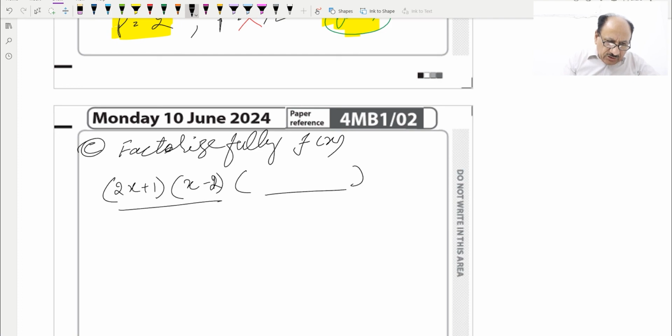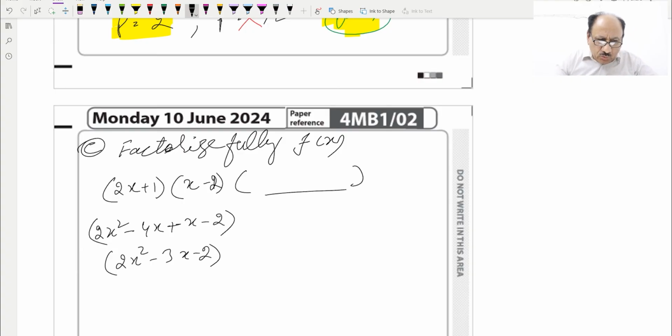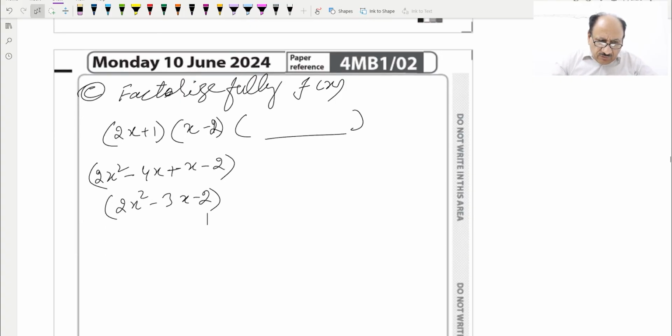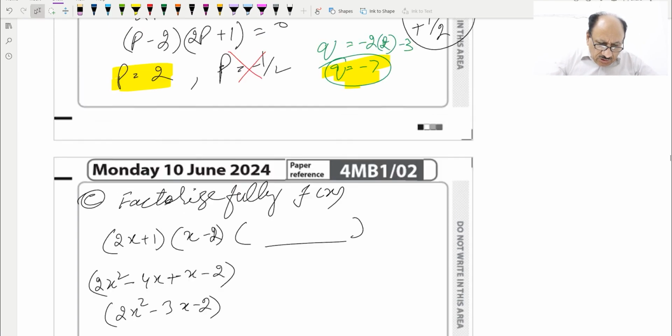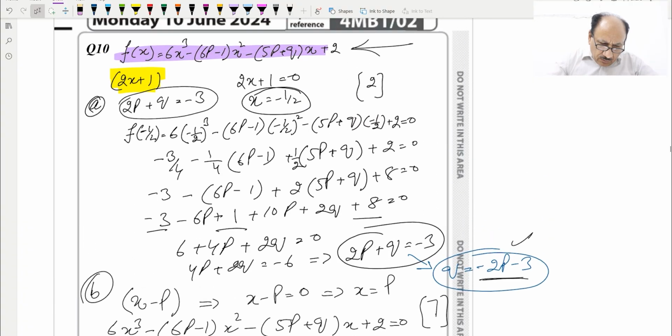So if we multiply these two, what will we get? 2x into x will be 2x square, and minus 4x and plus x and minus 2, which we can simplify: 2x square minus 3x minus 2. So this will be one of the factors, and we will be dividing the equation. Which equation will we be taking? We can take this equation, which is the main equation of the question.